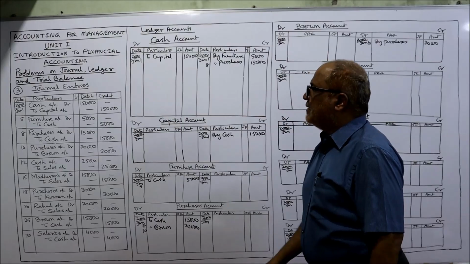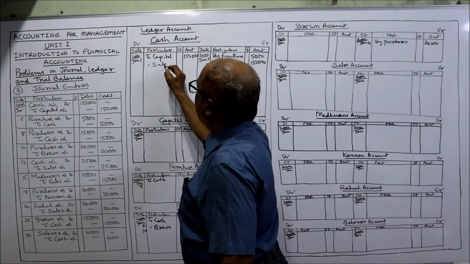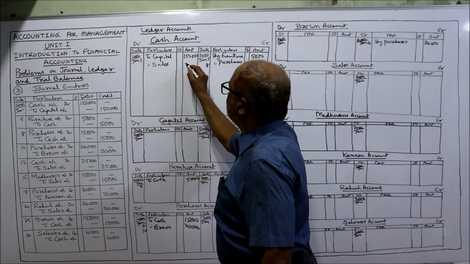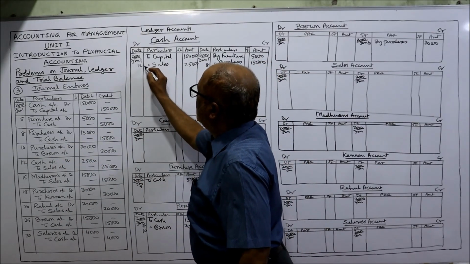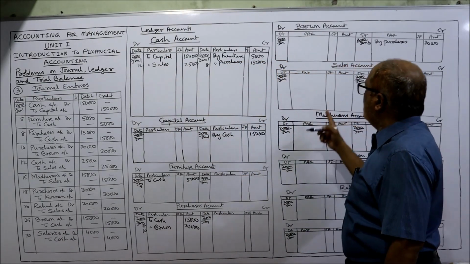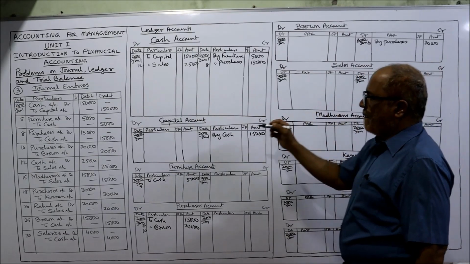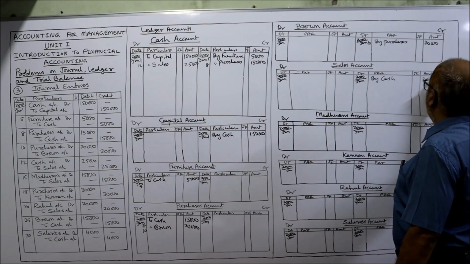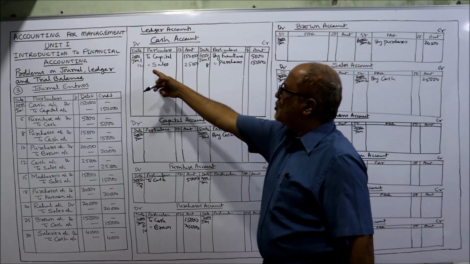12th. Cash account debtor to sales. So cash account debit side to sales. Cash account debtor to sales, 25,000. The date is 12th. So cash account is already debited. Now sales account should be credited. Where is the sales? Sales is here. By cash. So cash account debtor to sales, 25,000, 12th date. So here also cash account, 12th date, over.